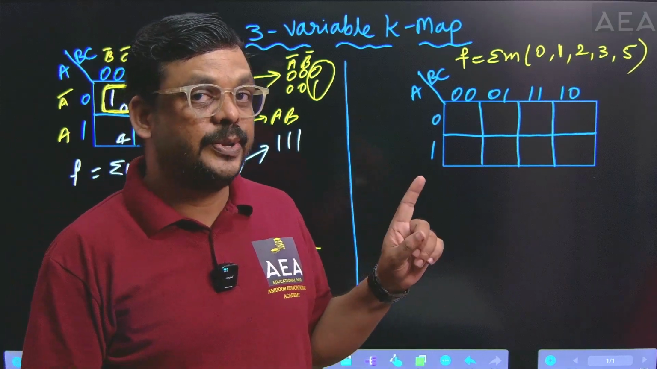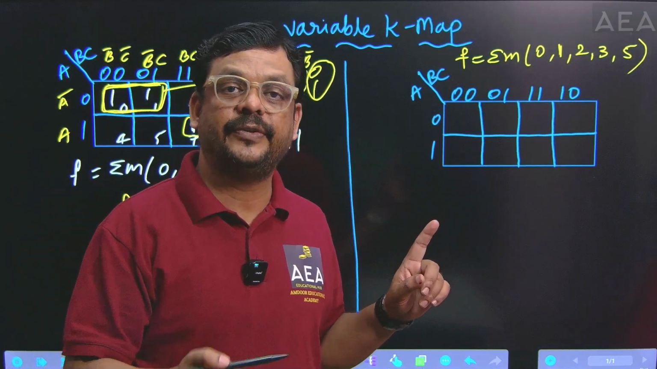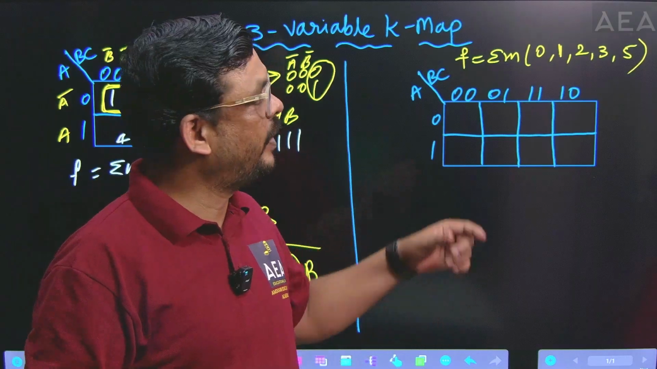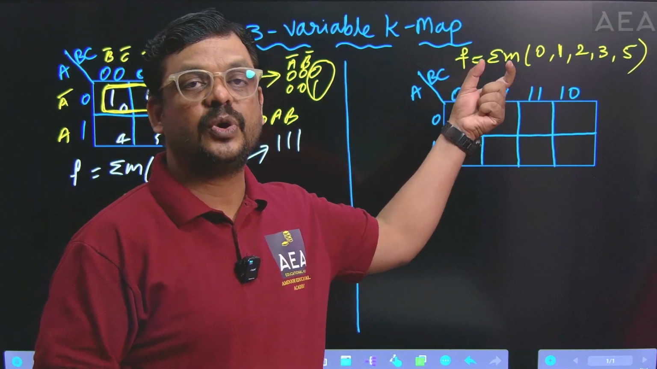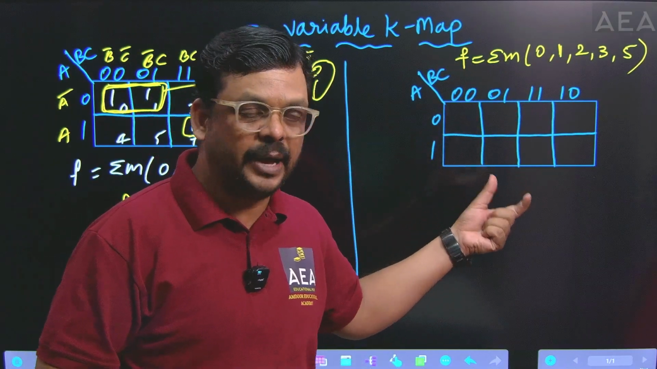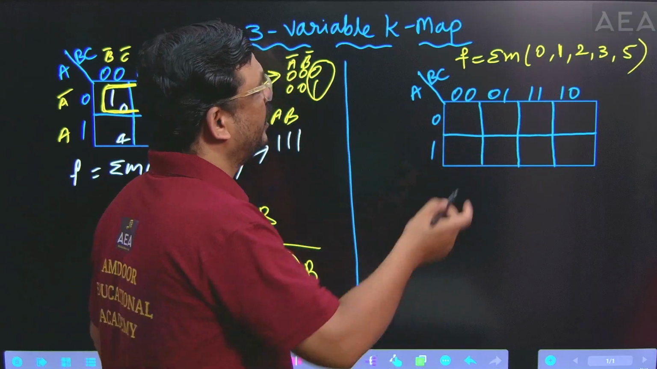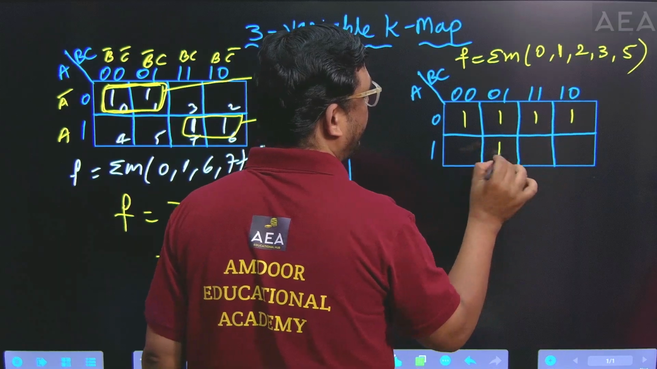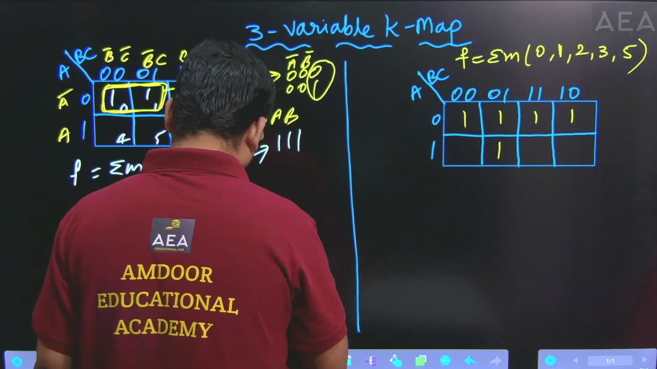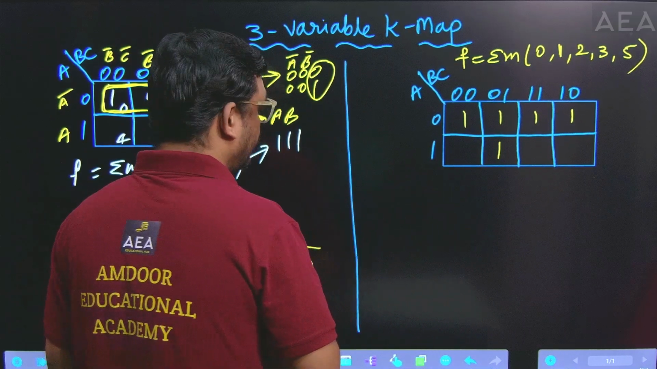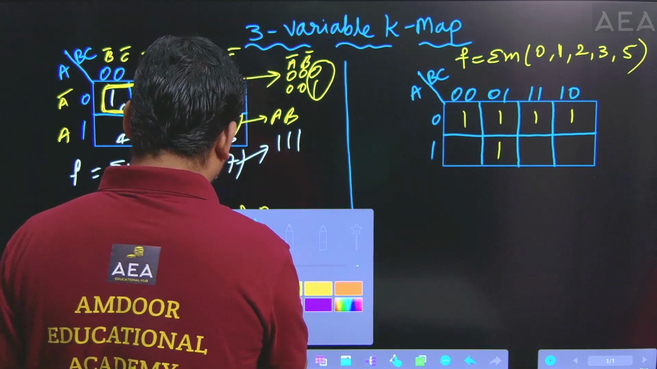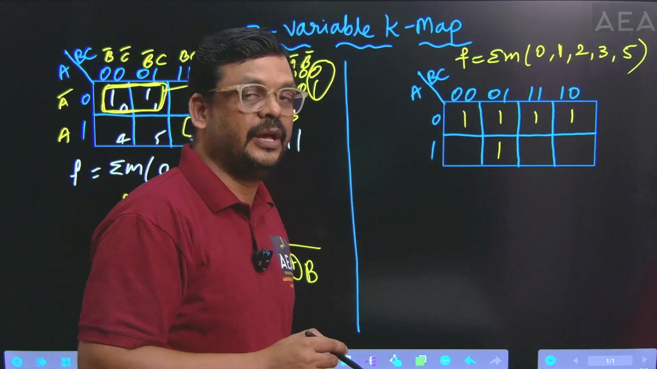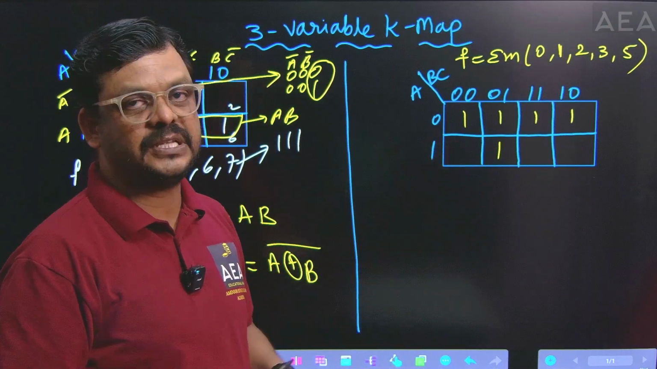In this, the maximum number is 5. 5 converted to binary format is 101, so 3 bits are required. It's a 3 variable expression. So compulsorily we have to draw a 3 variable K map. First of all, draw the 3 variable K map and indicate those positions 0, 1, 2, 3 and 5. Now go through the mapping. Within the mapping, first of all, we have to check the group of 8 cells. Groups of 8 cells are not possible.